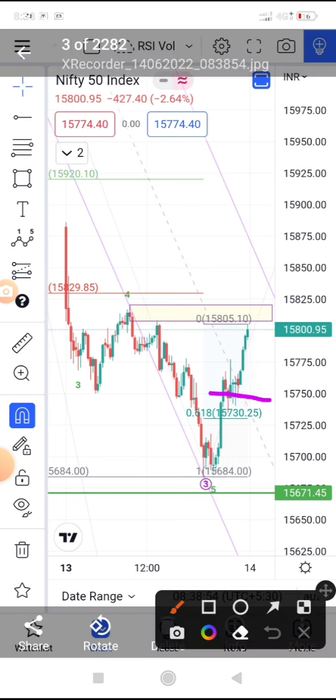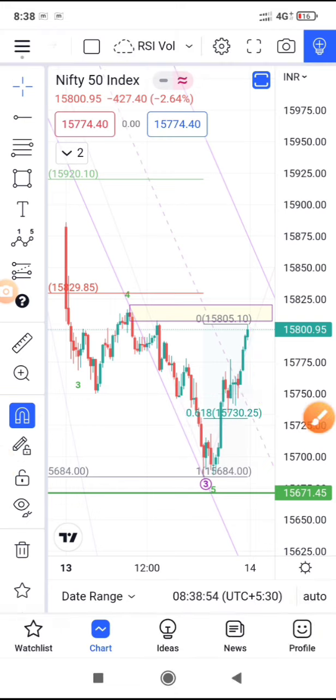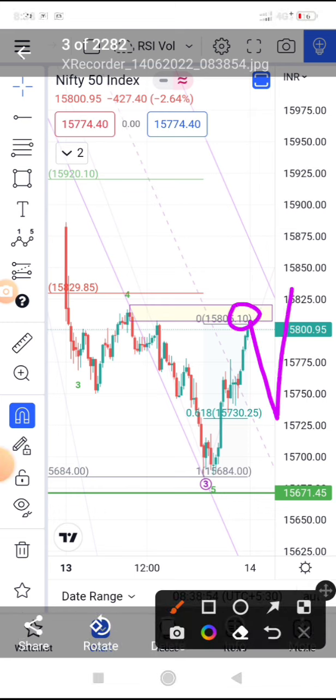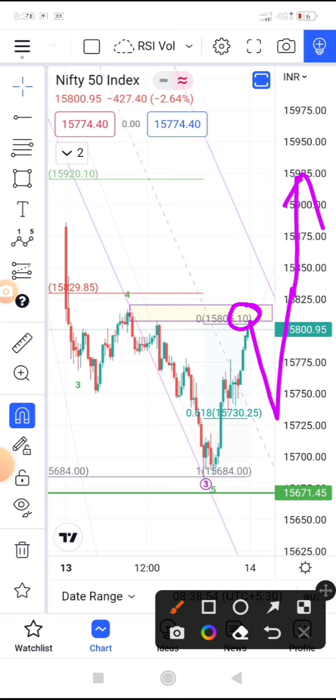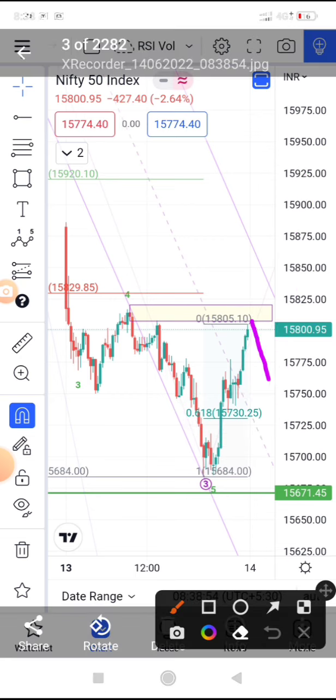So what I'm saying is, if it opens gap down below 15,700, then it's a signal that the fall will be further. So if it comes here and bounces back, breaks this high, then we can assume that it is going up on the upside. So if it opens flat or gap down, you have to wait for support near this and break of this. Okay, so if it opens small gap down, goes like this.